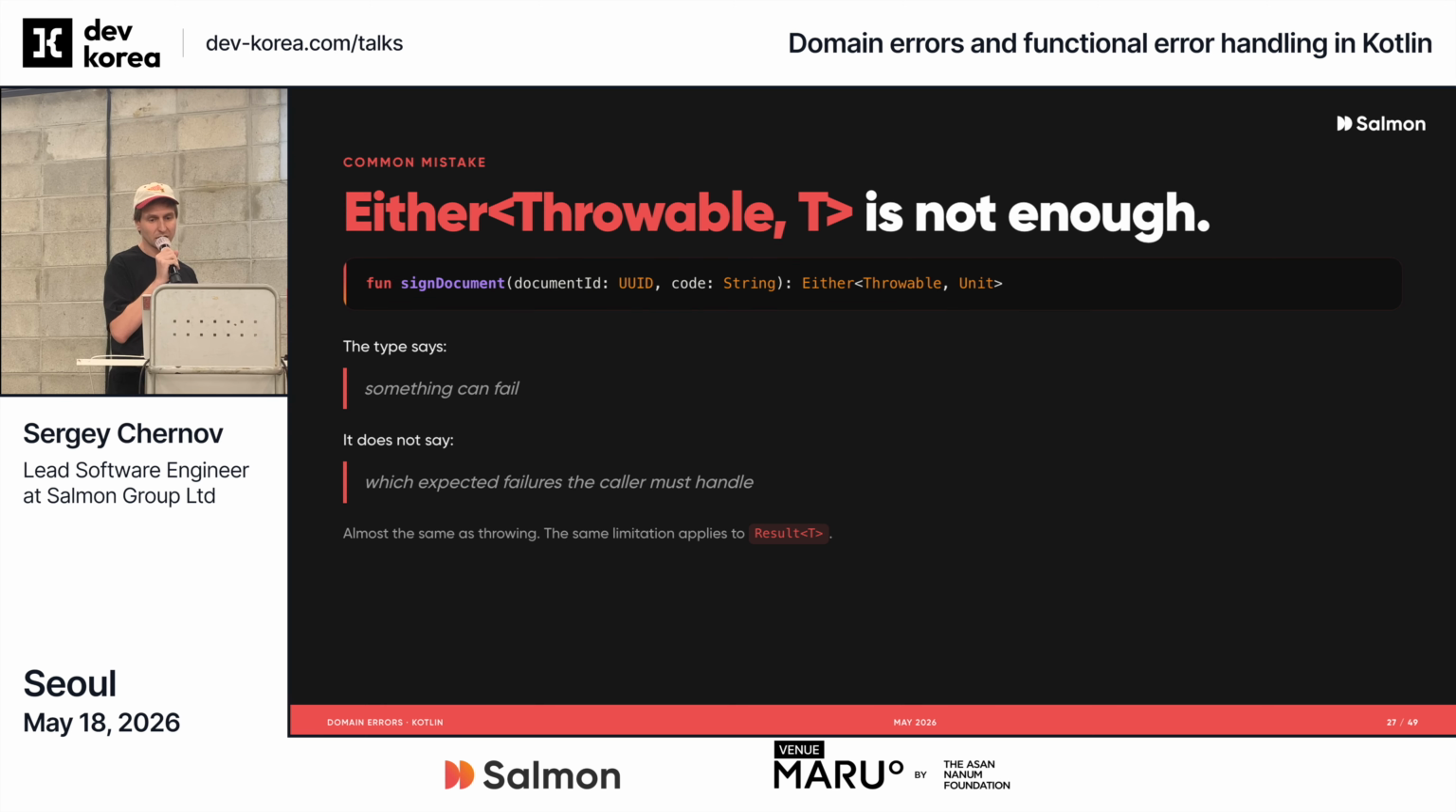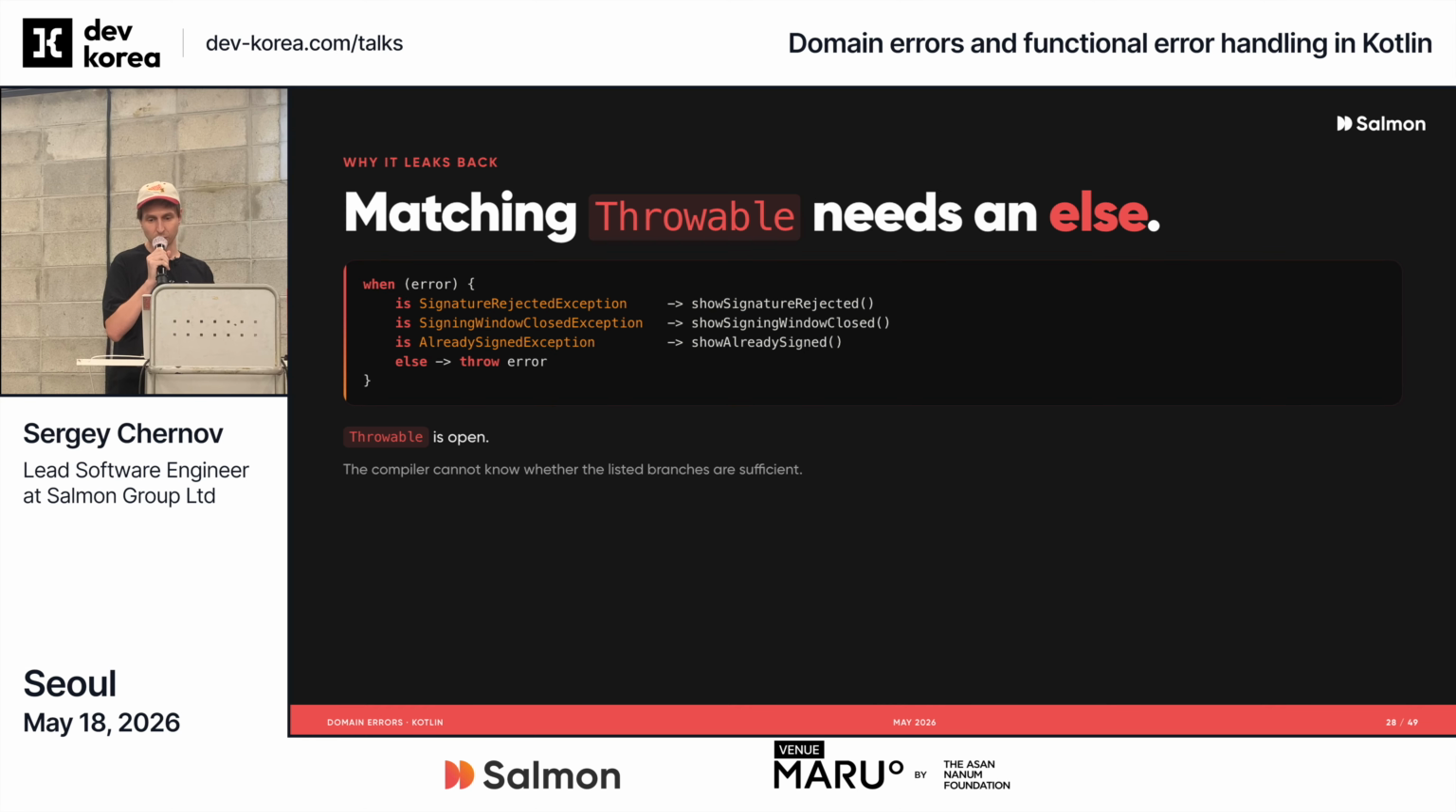And Kotlin has the Result type in the Kotlin standard library, and this Result type didn't work well, and the Kotlin developers admitted that this approach didn't work out, and they don't recommend you to use it. So Either Throwable is basically the same as Result in Kotlin. So here the compiler doesn't help you, but we want to make the compiler our friend.